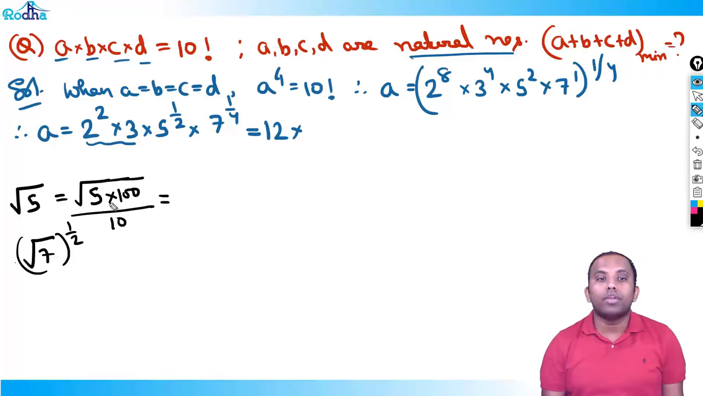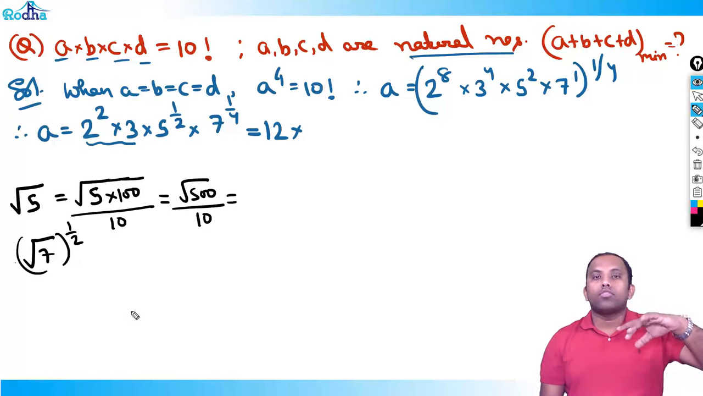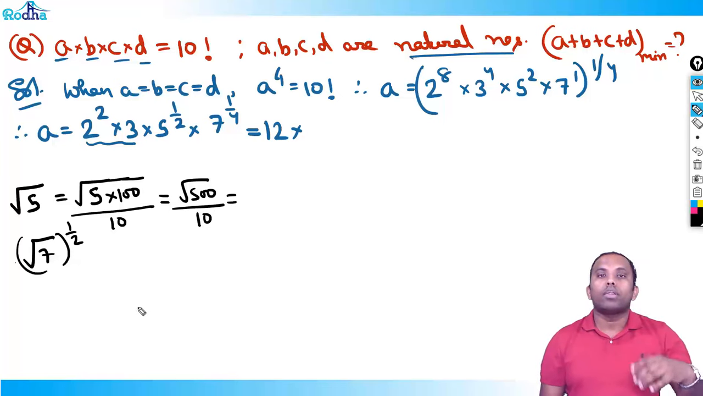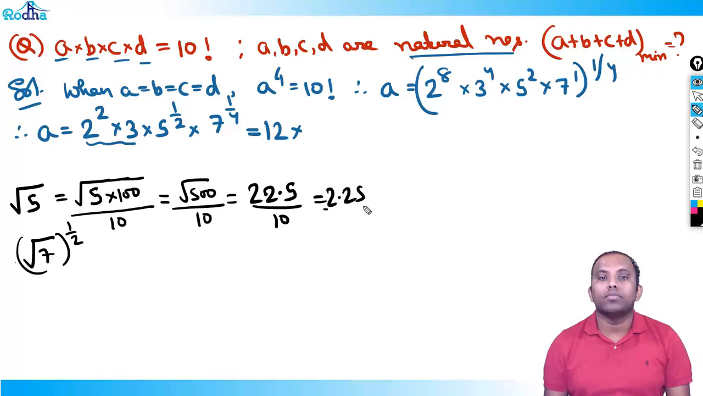So, what is root 5? What is root 500 now? So, root 500 by 10. You can do it easily, right? What is root 500? 23 square is 529. 22 square is 484. So it is somewhere between 22 and 23. Assume it to be 22.5. Divide by 10. It's around 2.25.